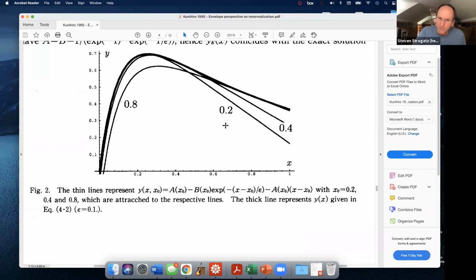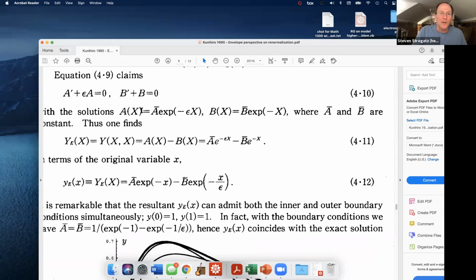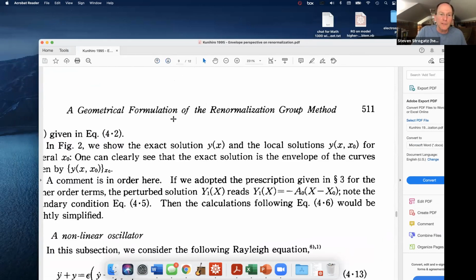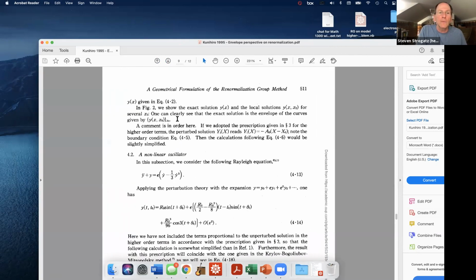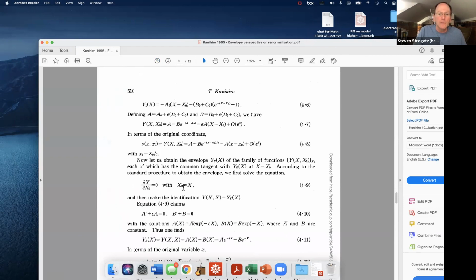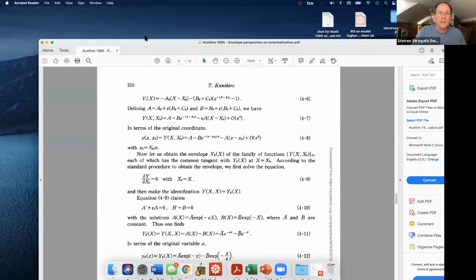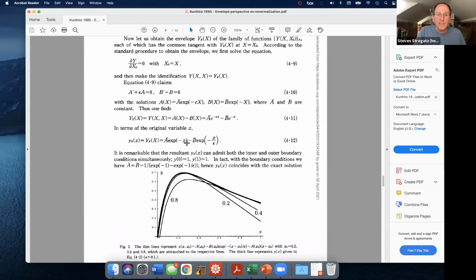I realize this is mystifying. I'm mystified myself. But anyway, there you go. So let's see if he says more about this example. Well, no, I think that was the end of that one.